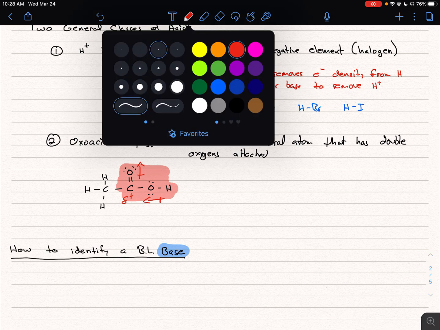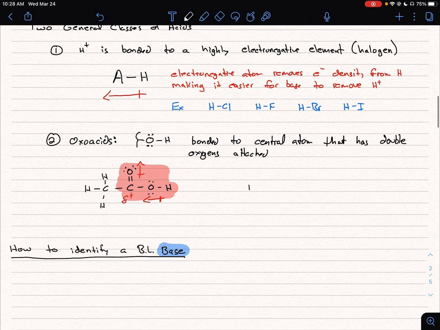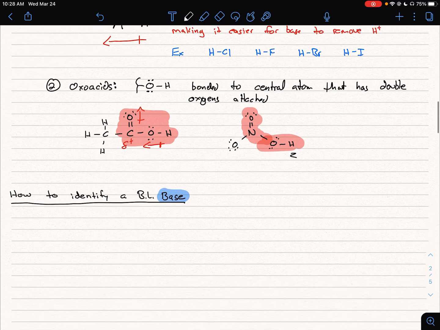All right, so another example of this type of molecule would be nitric acid, and nitric acid would look like this. And again, we have the same feature here. We have this OH bonded to a nitrogen, double bonded to an oxygen, and so this hydrogen is going to be acidic here. Okay. So those are examples of our acids.